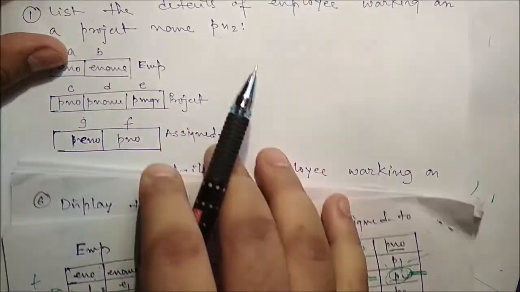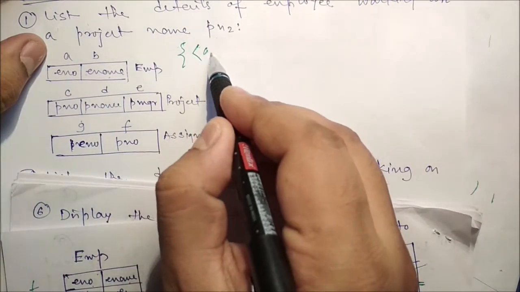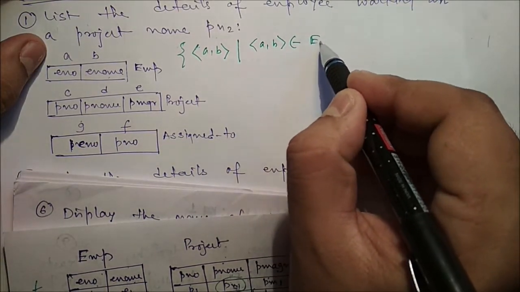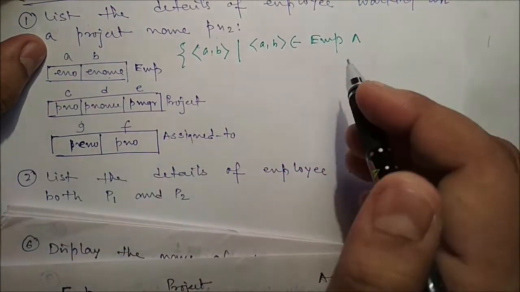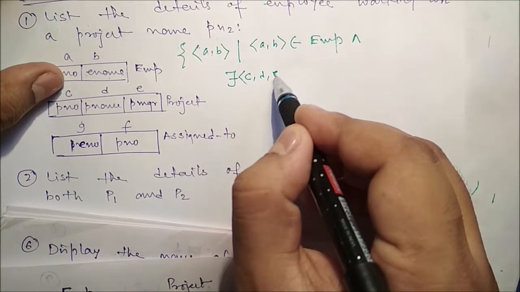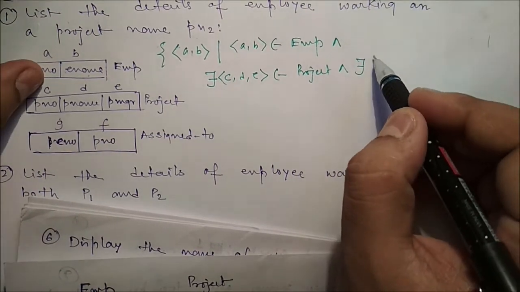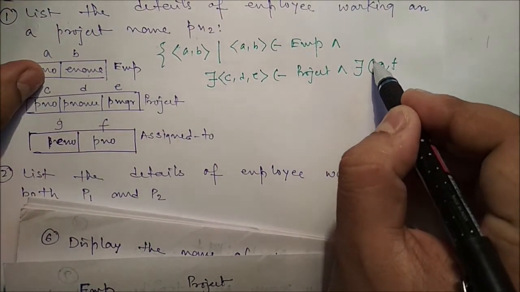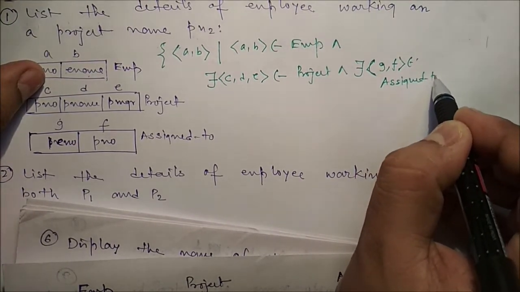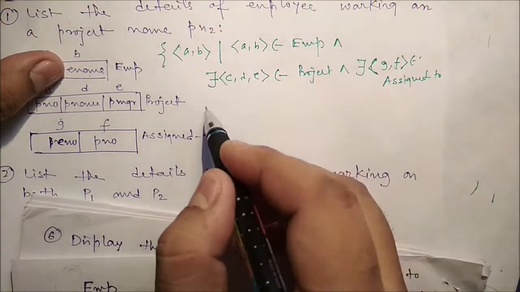Say we need A and B. So what do we need? The employee details. That means we need A and B, where A and B belong to employee, and there exists some C, D, E belonging to project, and there exists G and F, where G and F belong to assigned to. Okay, and we have to just put the condition.